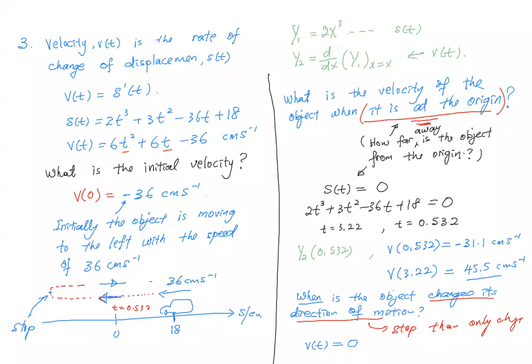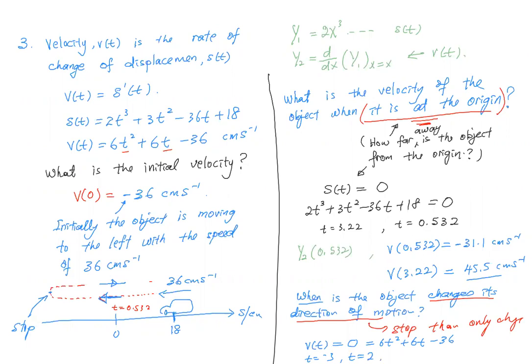Solve the quadratic equation, equal to 0. What is the answer? I got 2. Actually, the calculator will give you 2 answers, correct? T equal to -3 and T equal to 2.